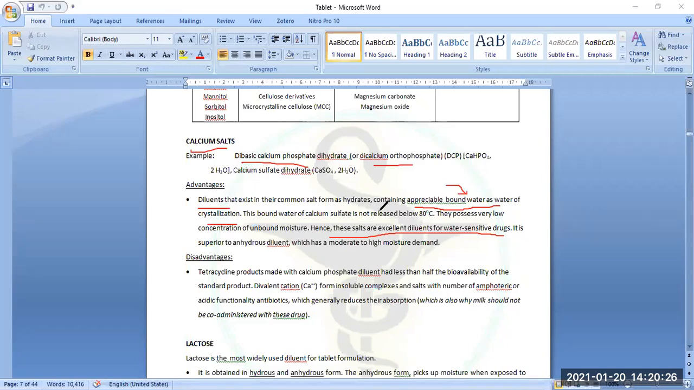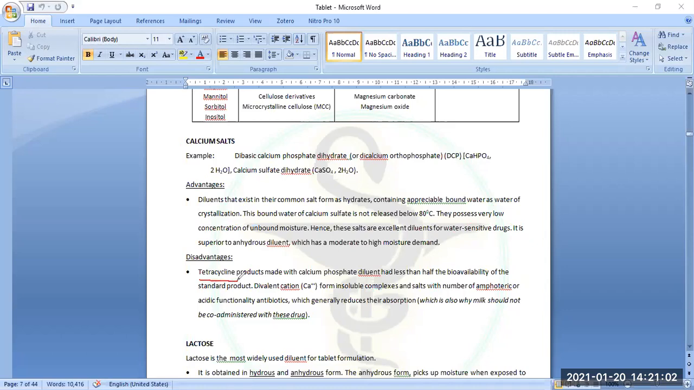If you use a calcium salt as a diluent and your drug is water sensitive, you can use this type of ingredient, because in the presence of water, our diluent binds with the water and prevents our drug from disintegration. Okay, so if high moisture demand is there, it is a superior anhydrous diluent which has a moderate to high moisture demand. We can use it because it is highly bound with the water. So if your drug is sensitive, you can prevent degradation using the calcium salt.